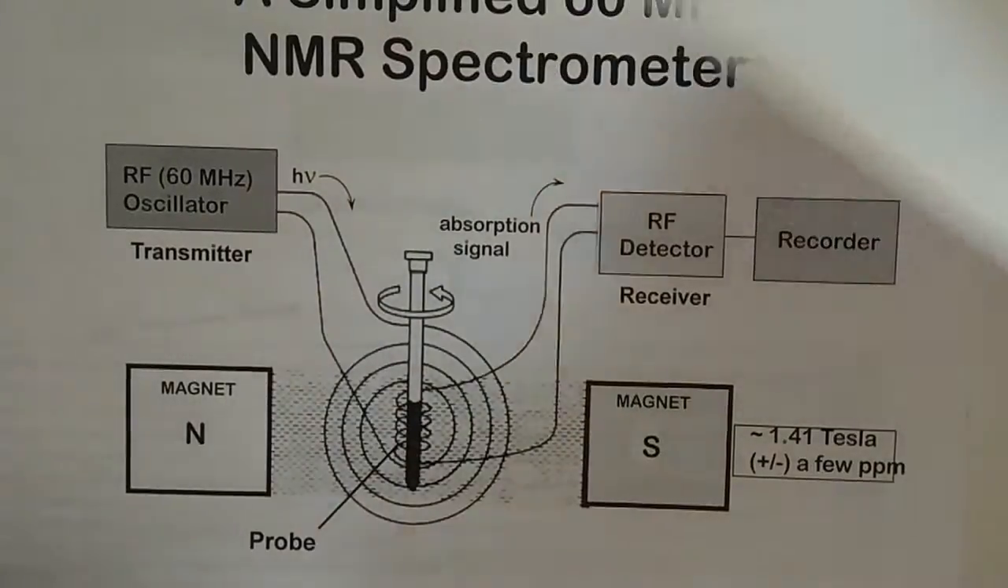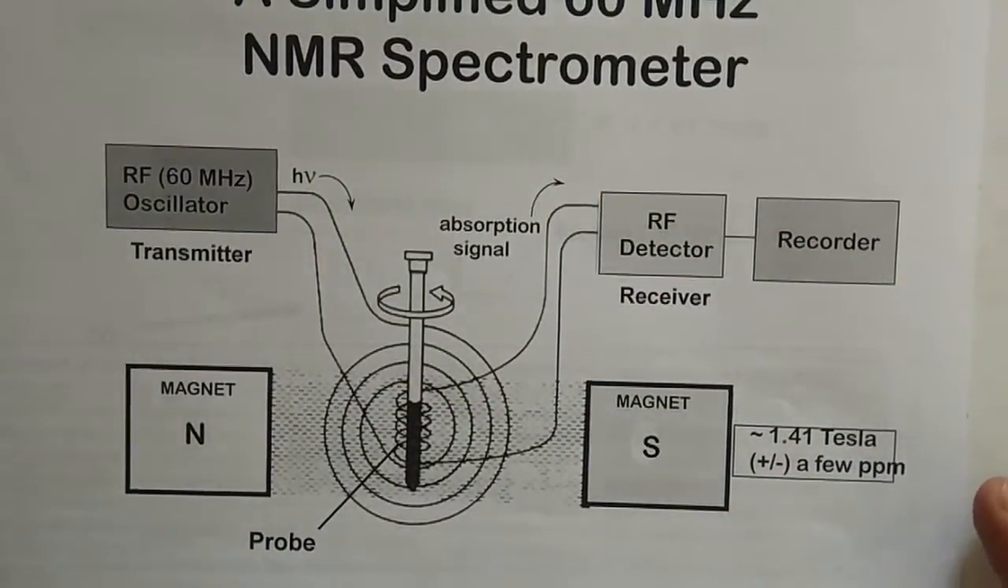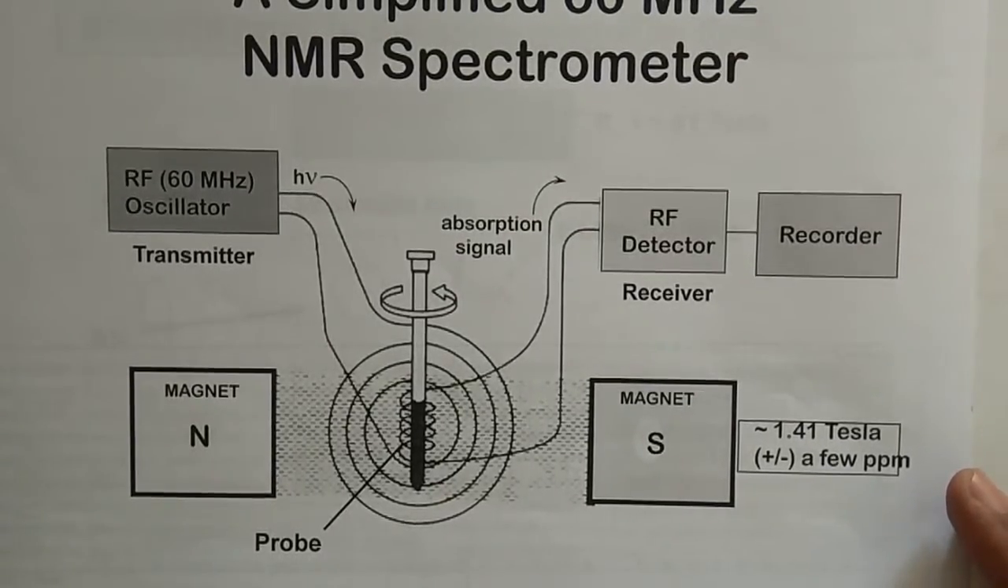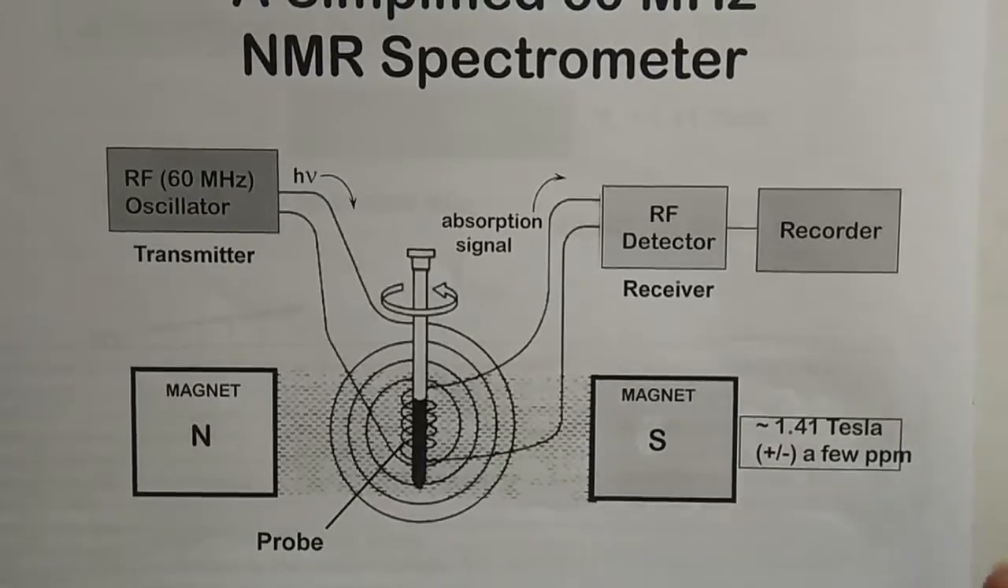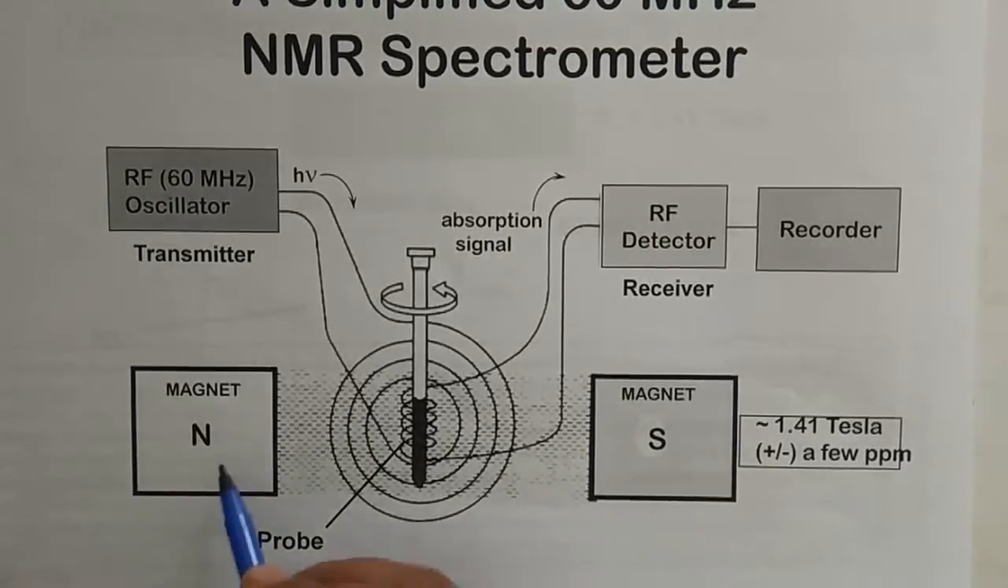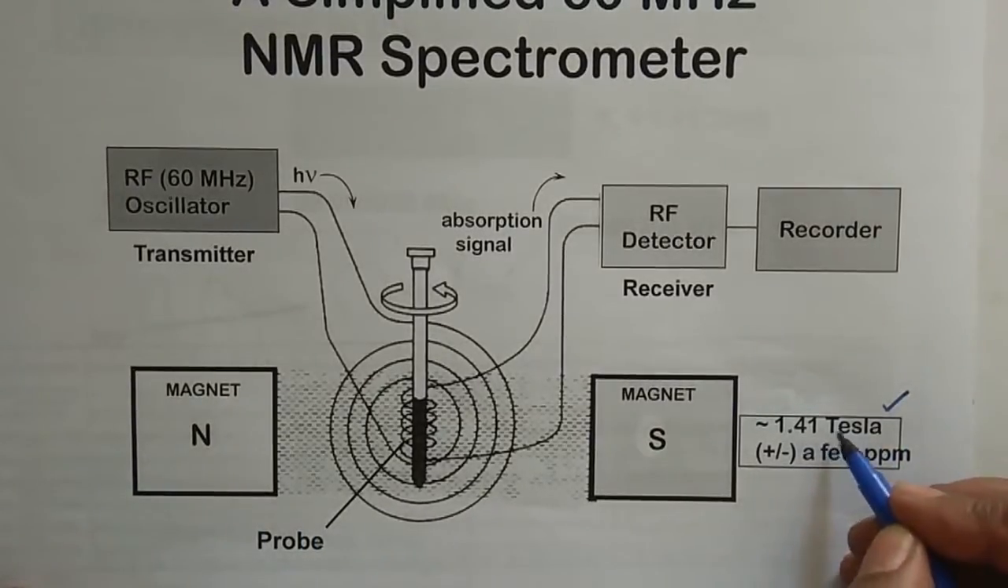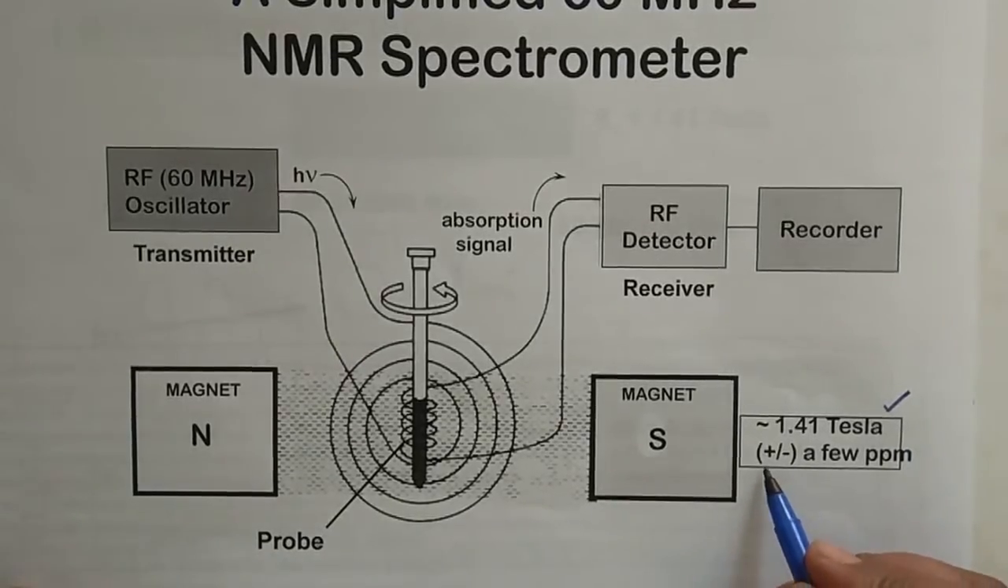You can see here, this is the rough cross-section diagram of your NMR spectrometer, simplified. It is a 60 megahertz instrument. You can find this everywhere in your spectroscopy books. And what is happening here, I am explaining to you. These are the magnets in the NMR spectroscopy, and the strength of these magnets is approximately 1.41 Tesla, with an error of plus minus a few ppm.